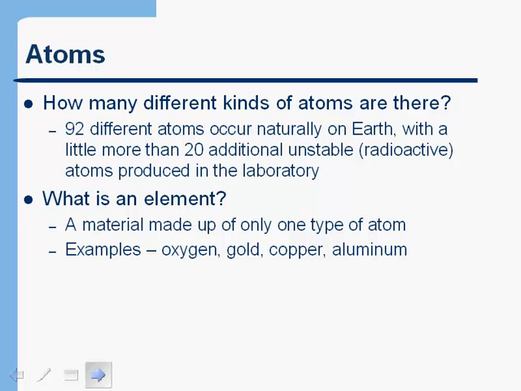When we think about things that are not elements, notice that most of the items that you probably have around you right now are not made up of just one element, but are made up of multiple elements. So if you think of something such as water, well, water is made up of two different types of atoms, or two different elements, hydrogen and oxygen.